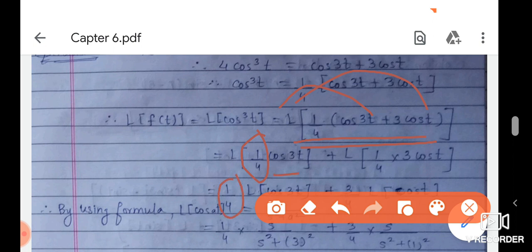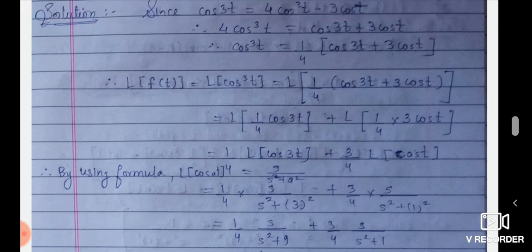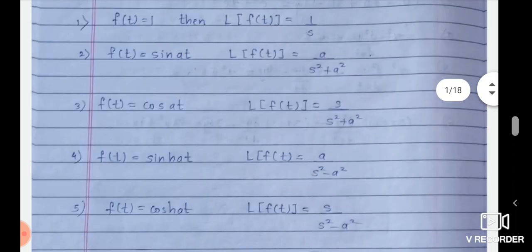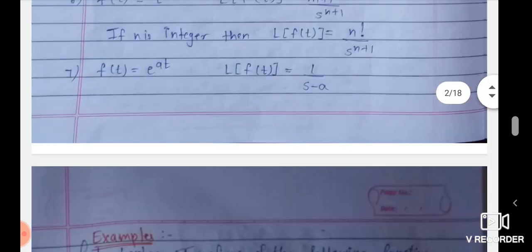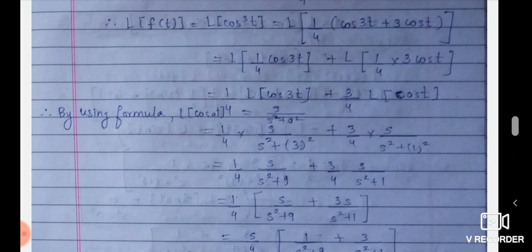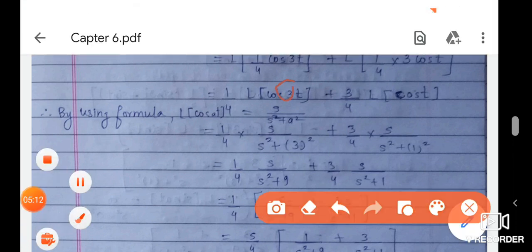Then you are having L of cos 3t, then again here you are having 3 by 4 constant, L of cos t. Now what is L of cos at? It is s upon s square plus a square. See here we are having the formula. Same formula I'll apply here. So your s is going to remain s only. s square plus a square. Now here a is 3, so s square plus 3 square. Here your a is 1. There is no a, means there a is 1. So s square plus 1 square.